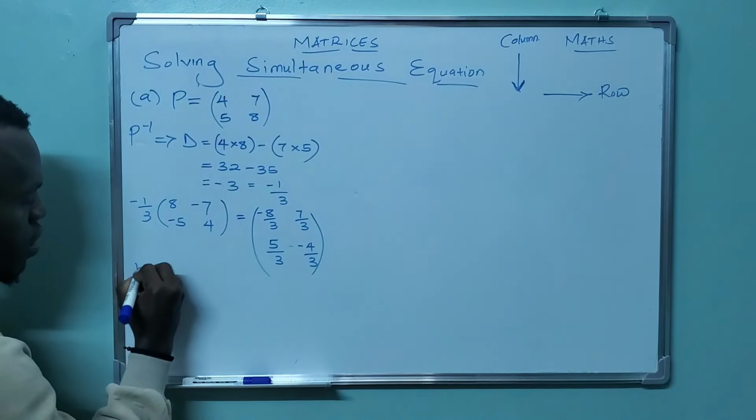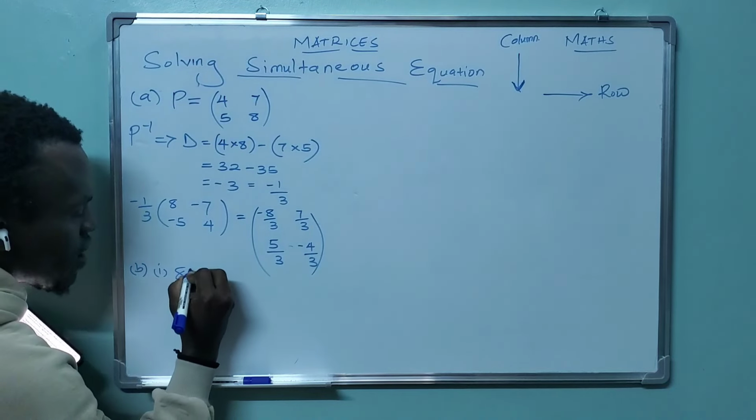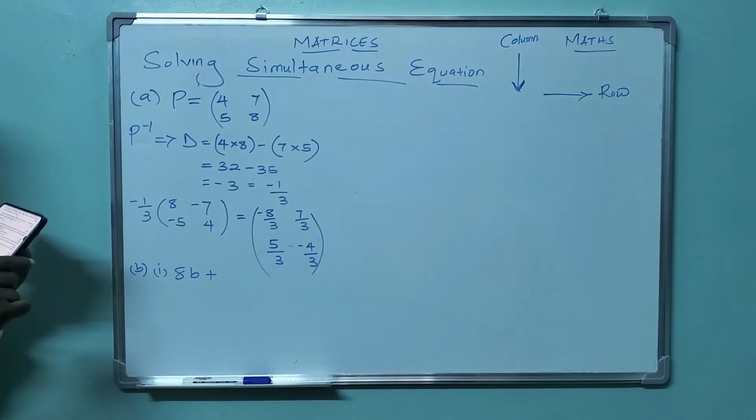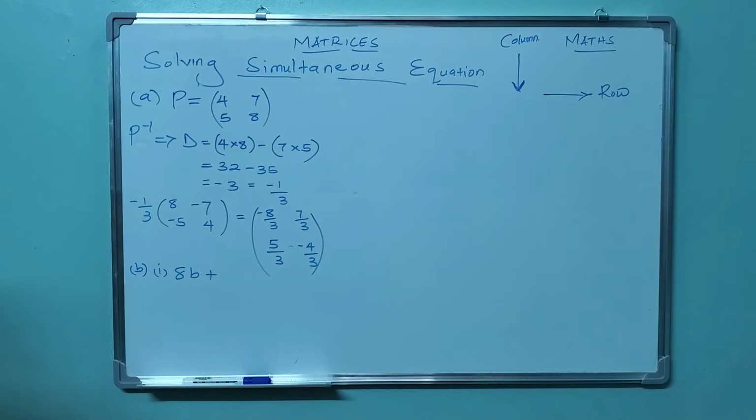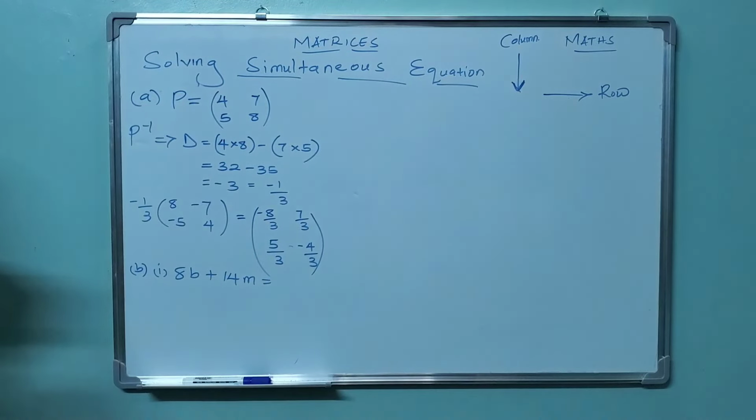Question number B, Roman 1. You are told that two institutions, that is Kitulani High School and Nthia High School, purchased beans worth shillings B per bag and maize worth shillings M per bag. Kitulani purchased 8 bags of beans, so 8 bags of beans and 14 bags of maize at 47,600.